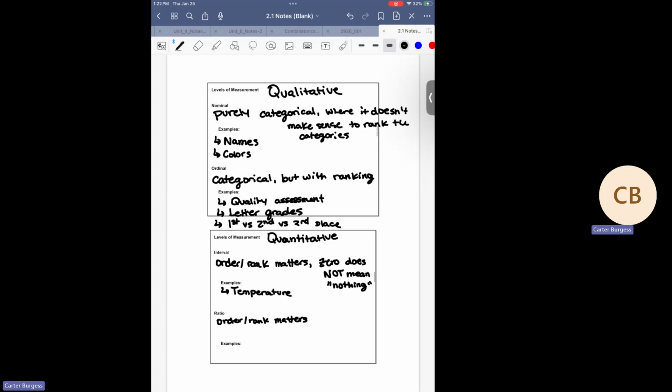Now, 0 degrees Kelvin, that 0 actually does mean an absence of something. 0 degrees Kelvin is no atomic movement whatsoever. It's called absolute zero. There's literally no friction, no anything. The molecules don't move at all. That would be an example where 0 is actually an absence of something. That might be ratio. But certainly the way that we normally measure temperature with Fahrenheit and Celsius would be an example of interval. 0 does not mean nothing.